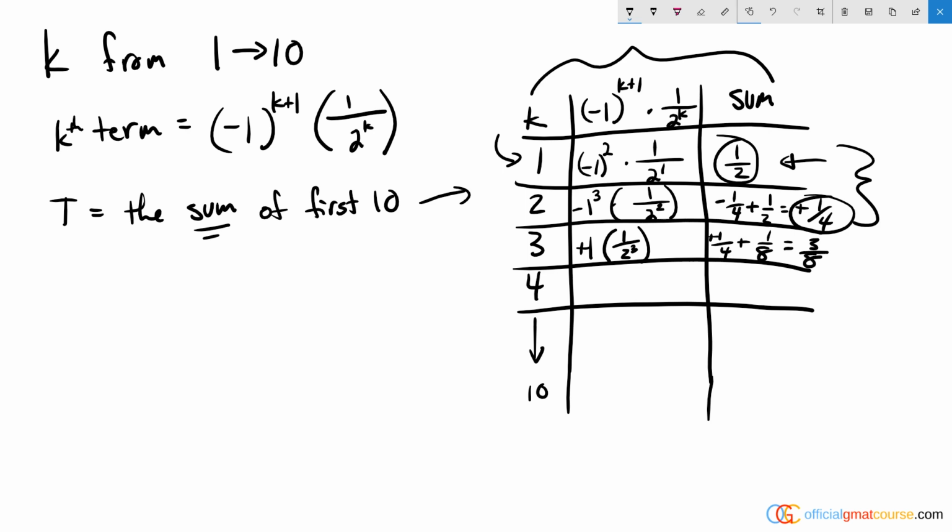Now the fourth term is going to give me, let's see, a -1 here times 1 over 2 to the 4th, which is 1 over 16. So I'm adding -1/16 to positive 6/16, because 3/8 is equal to 6/16. And what I end up with is 5/16. Now we've done 2 steps twice.